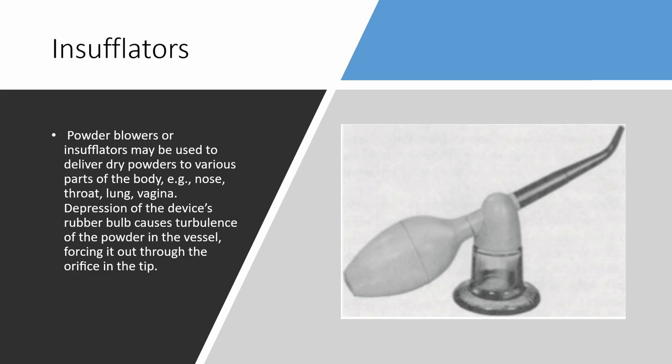Next is your insufflators or powder blowers. So this may be used to deliver dry powders to various parts of the body, like your nose, your throat, your lung, or your vagina. So basically, this is an aspirator connected to your bottle. Once you press the aspirator or the bulb, it creates pressure, and the pressure pushes out powders from the bottle to the intended part of the body.